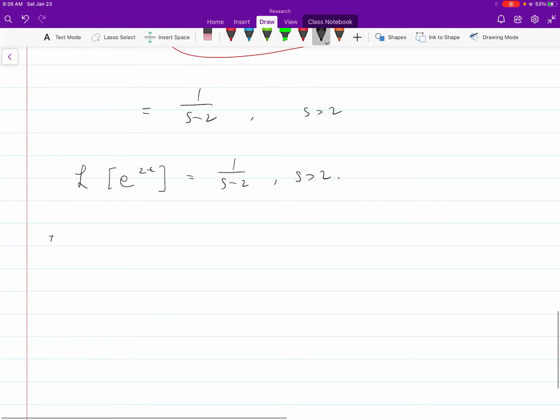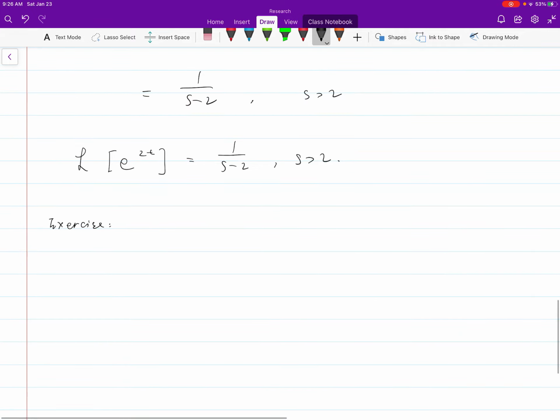Actually, why don't we just leave it as an exercise? Repeat what I just did with exactly e to the 2t. Try to do e to the at, where a can be any number, and it's very easy to do. Just follow what I just did, and you will see it's going to be 1 over s minus a, and your s needs to be bigger than a.